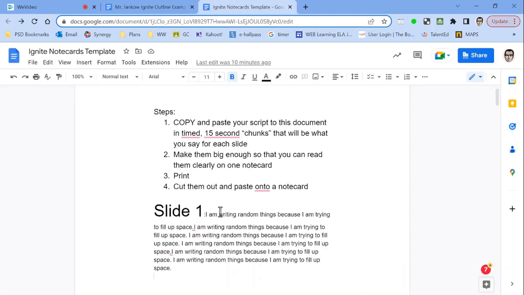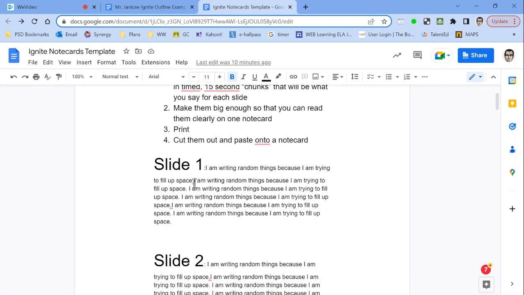So we're going to open this up. And this has the margins set and has everything set so that when I put something on here, it's going to fit on a note card. If I cut it out and I tape it on, it's going to totally fit.